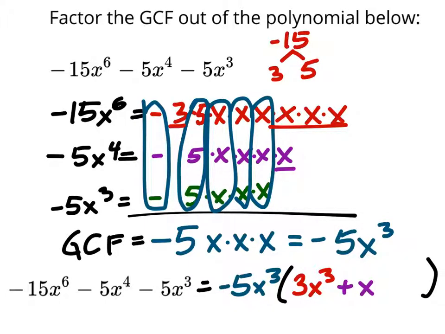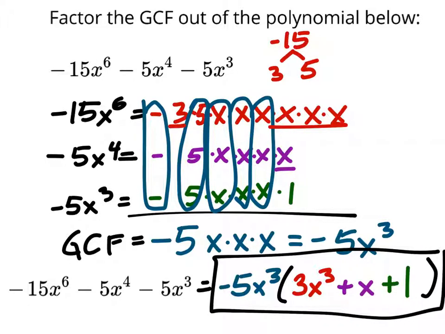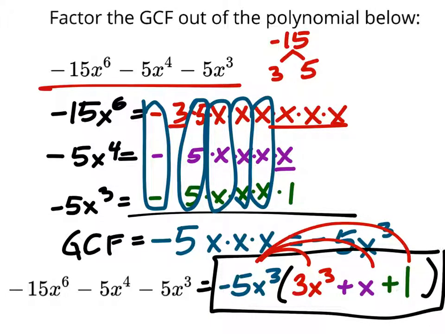And then for the green stuff, there's nothing left on that. However, we could just tack on a multiplied by 1 right there, just so we have something to take the space of that term, where that term was, okay? So now, this would be my final answer, by the way. And again, if you wanted to check, you could distribute this negative 5x to the power of 3 into the parentheses, or use the rectangle, and you should get the same expression that we started with.